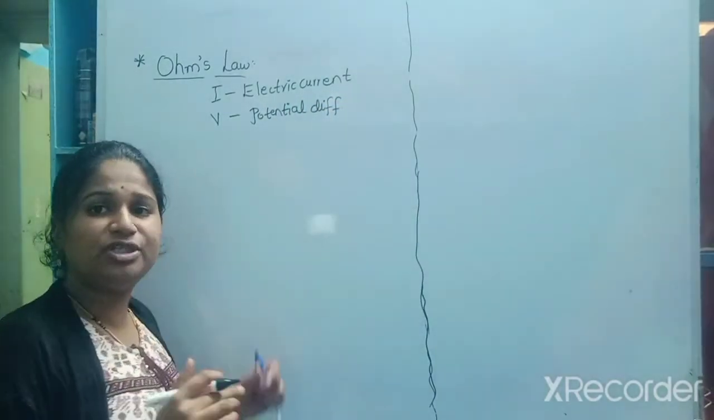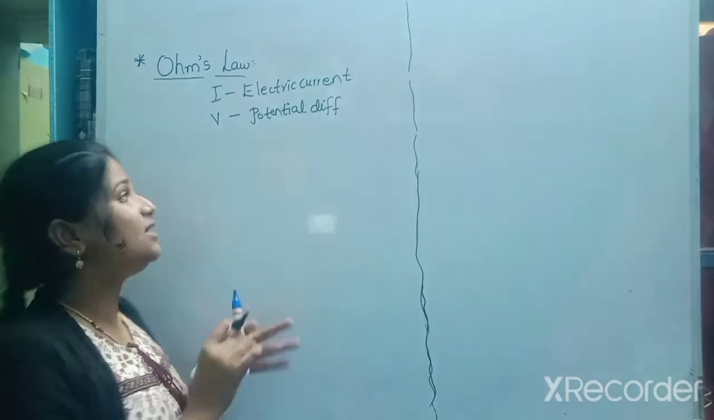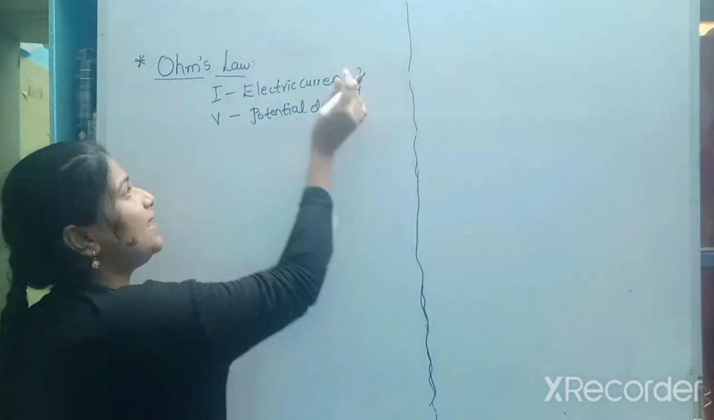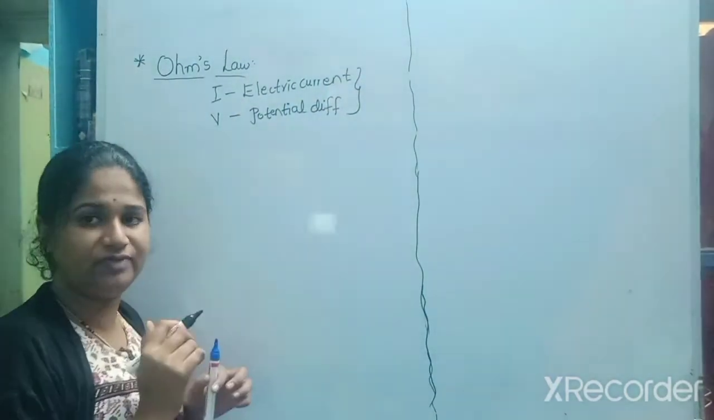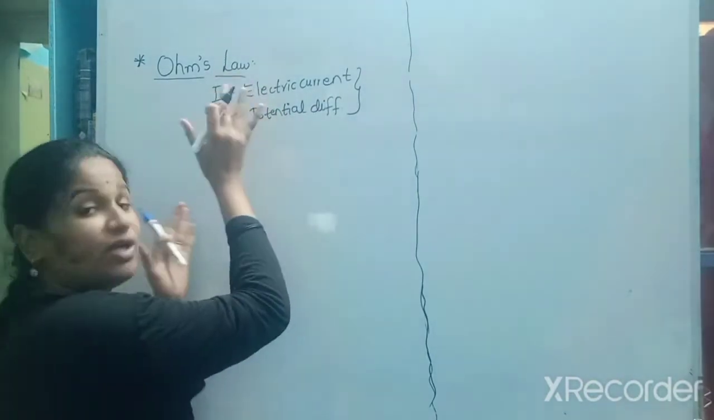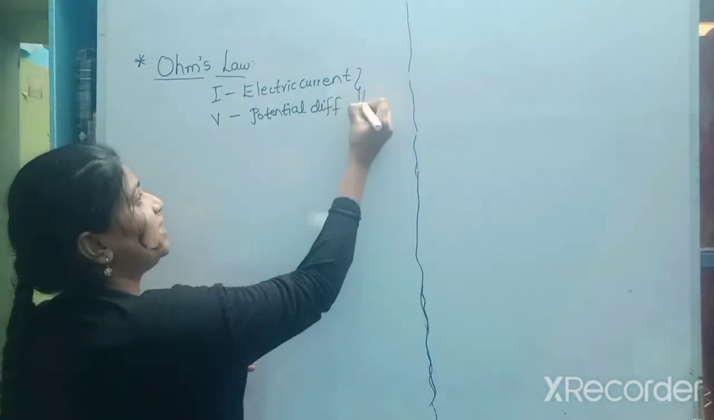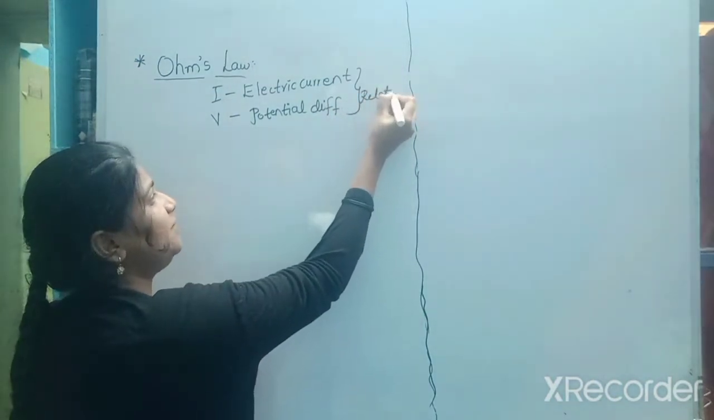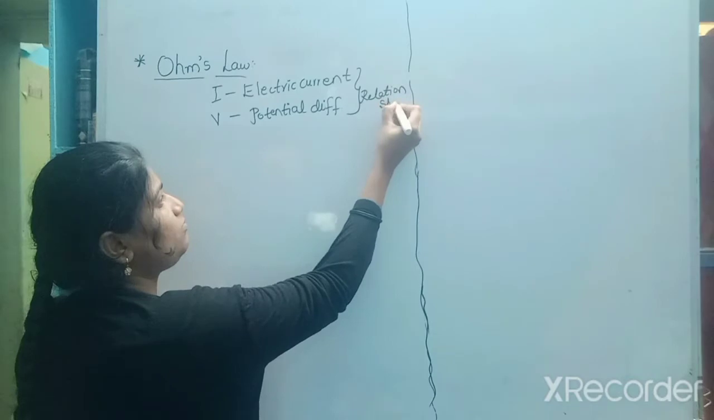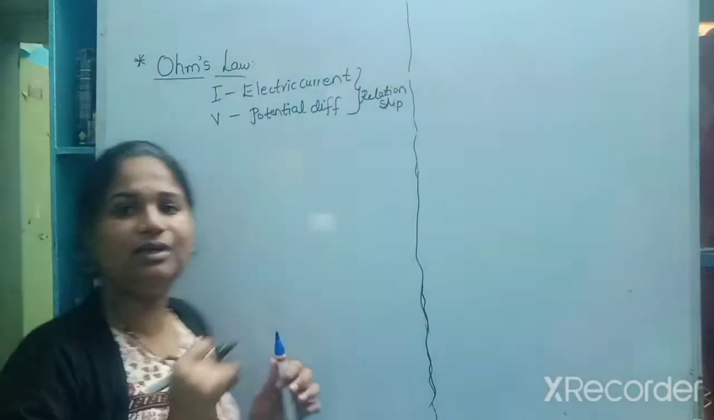In today's session, we are going to see the relationship between the electric current and the potential difference. That is Ohm's law, which gives the relationship between electric current and the potential difference.